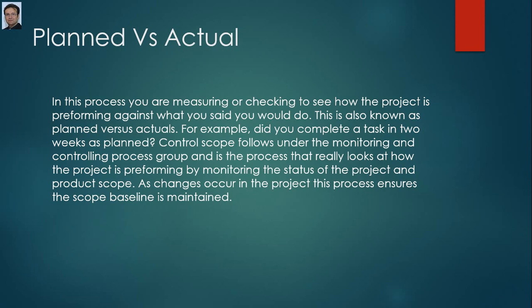So control scope falls under the monitoring and controlling process group and is the process that really looks at how the project is performing by monitoring the status of the project and product scope. As changes occur in the project, this process ensures the scope baseline is maintained.